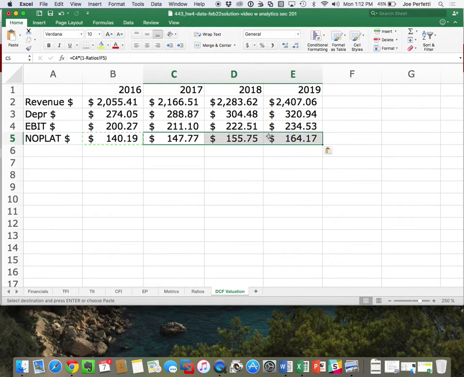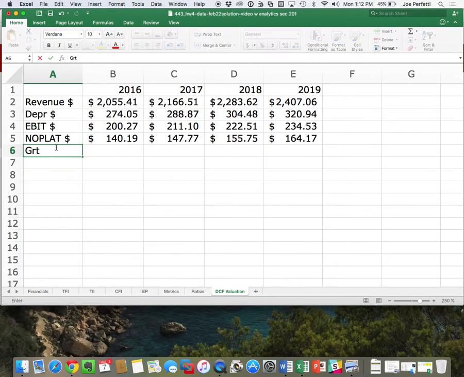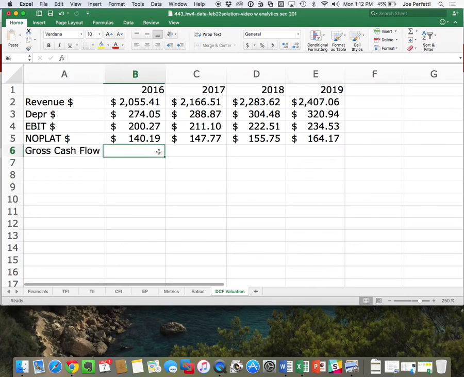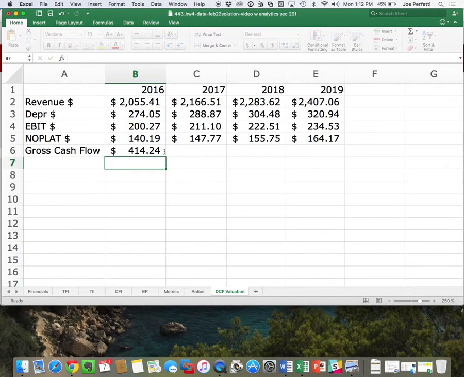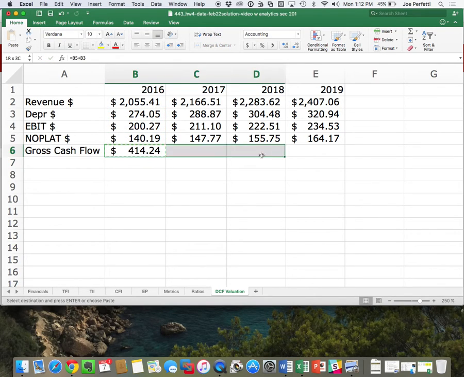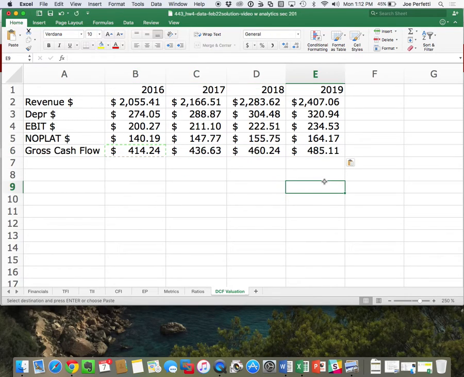Copy, paste. So what I'm really trying to get to is my gross cash flow. My gross cash flow is my NOPLAT plus my depreciation. That is my gross cash flow in dollars. Questions about what I just did?